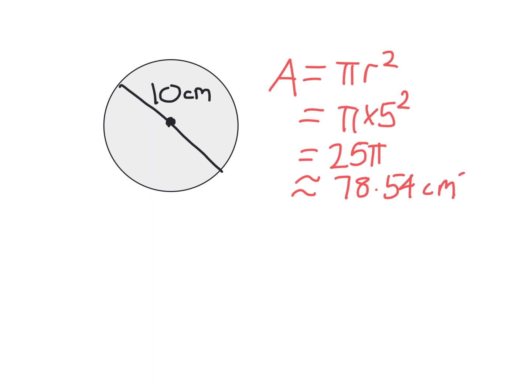So 78.54 is a rational approximation to the area of this circle. Its exact answer is 25 pi, which is irrational. And if you have an integer, a whole number length for the diameter or radius, then you will always get an irrational answer for the circumference or area of a circle, because irrational numbers show up in geometry all the time.